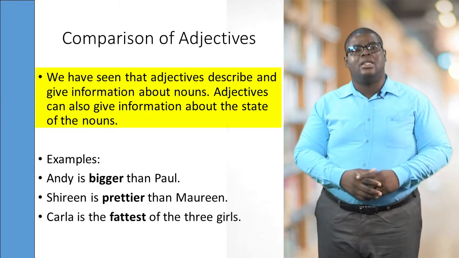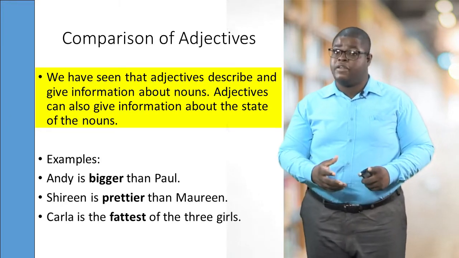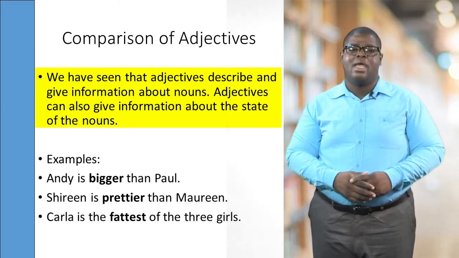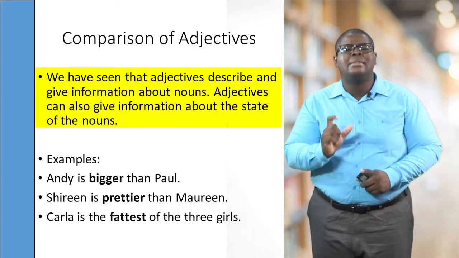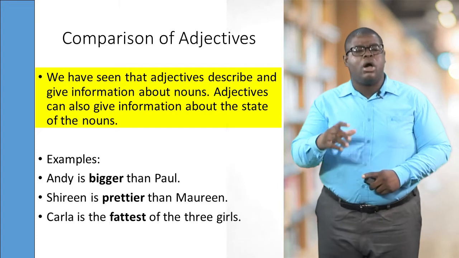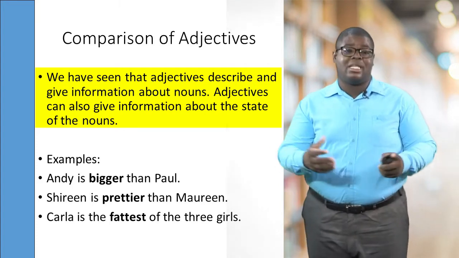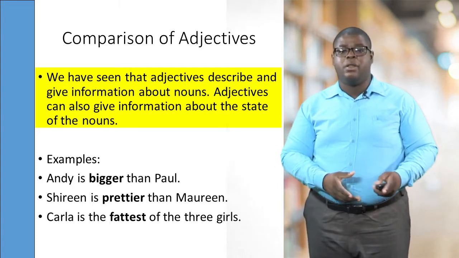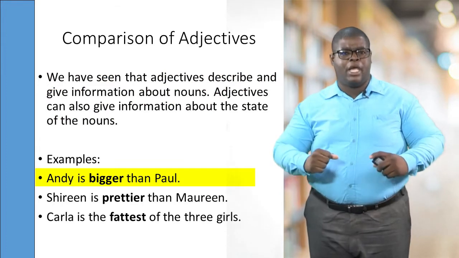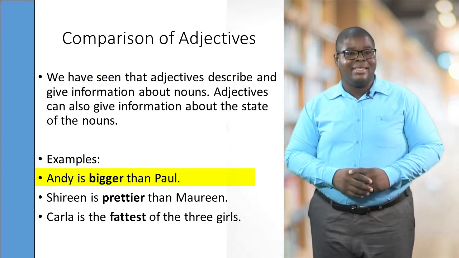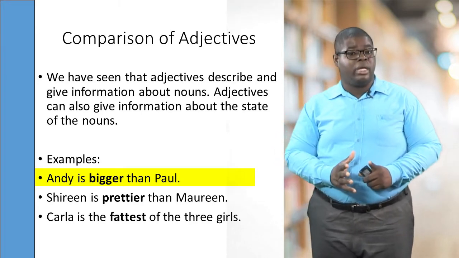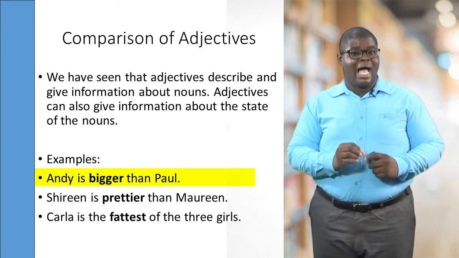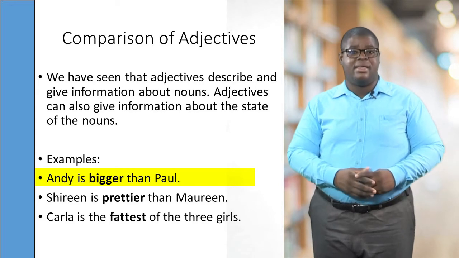Now we have seen that adjectives describe and give information about nouns. Adjectives can also give information about the state of the noun. And when we talk about the state of the noun, that's what we're about to dive into. For example, Andy is bigger than Paul. So this is telling us that we already know Paul is big, but Andy is bigger than him.